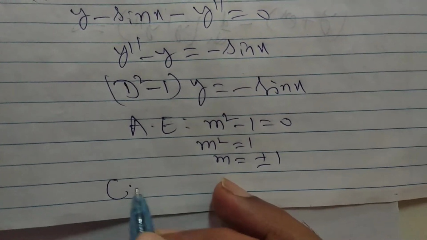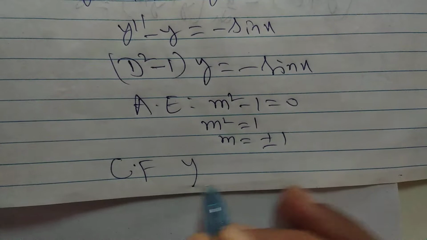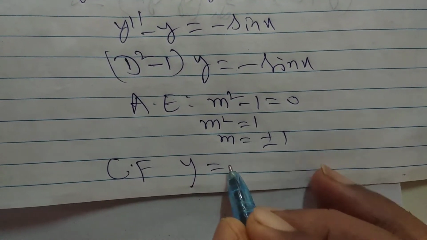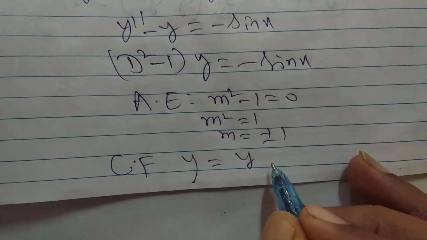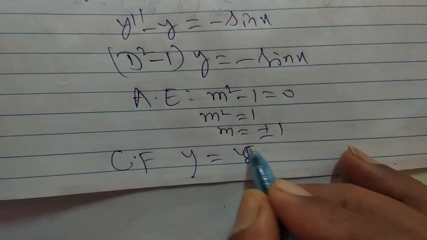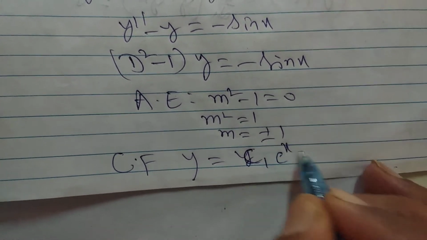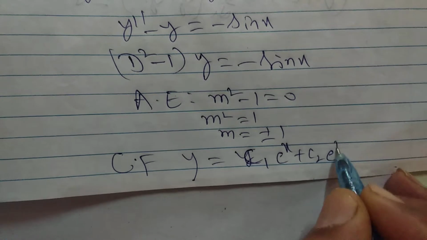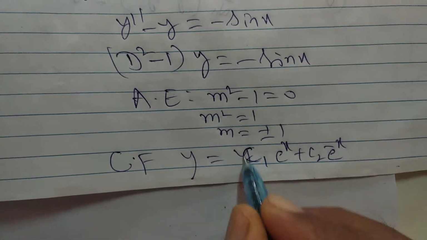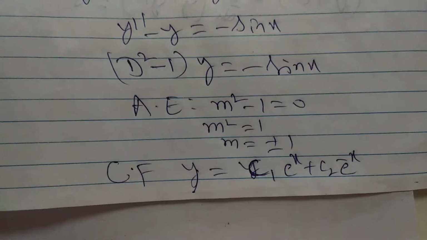So therefore, for the complementary function, the two roots are real roots, plus 1 and minus 1. So y is equal to c1 e power of x plus c2 e power of minus x. This is the complementary function.